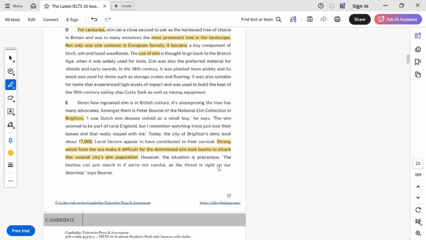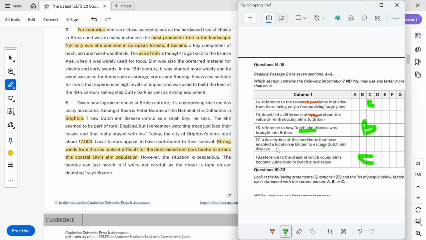Now look at question number 17. Description of conditions that enable a location in Britain to escape Dutch elm disease. What we are looking for is a location, and the second is the condition that helps the tree survive. So paragraph E gives both the location, Brighton, and the condition, strong winds from the sea. These winds make it difficult for the beetle to attack the trees. Therefore, 17 is E. The answer is E.